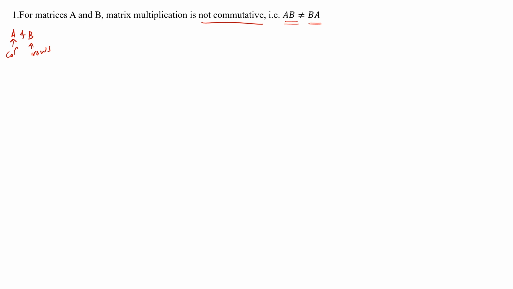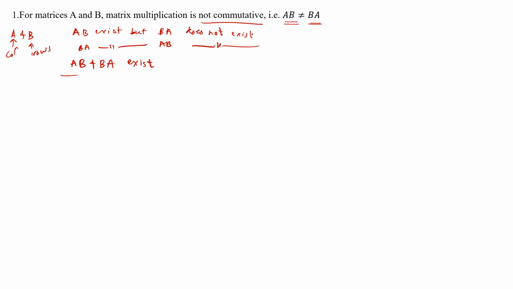So you may observe the cases where AB exists but BA does not exist. Or you may observe the case where BA exists but AB does not exist. Or there may be a case where both AB and BA exist, but even though they exist, both the matrices are observed to be different. That means AB not equal to BA ही होता है, even though both exist. Let's discuss with an example.